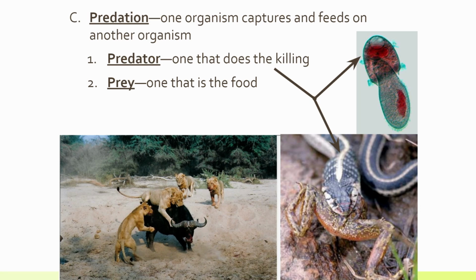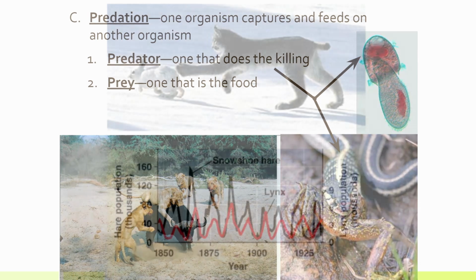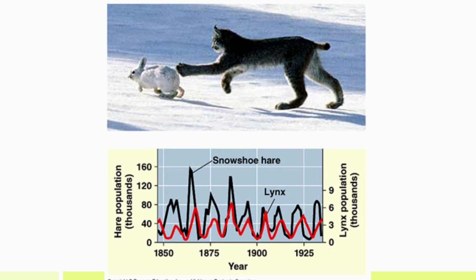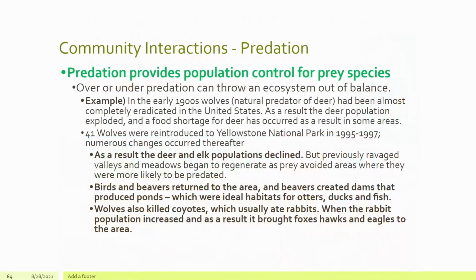So these are just some examples. You can see we have a snake eating a frog. We have one bacterium eating another one. We also have lions attacking an ox. And we can study, for example, what happens when you introduce a certain prey item or another predator into an environment. And that's exactly what we did in 1995 through 1997: we studied the result of the addition of wolves into Yellowstone National Park.